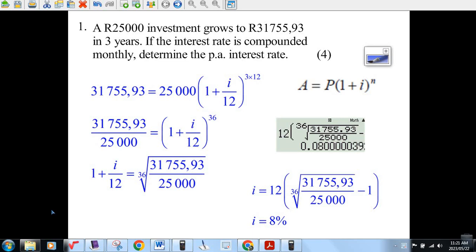Okay, this is the financial maths question prep for the June exam. And it's this grade 11 financial maths. And so let's just get started and try this thing here.